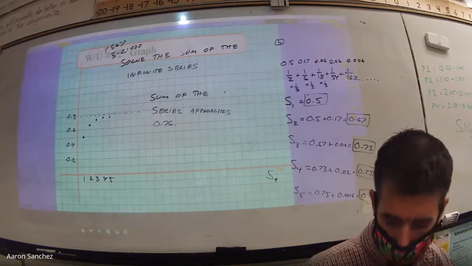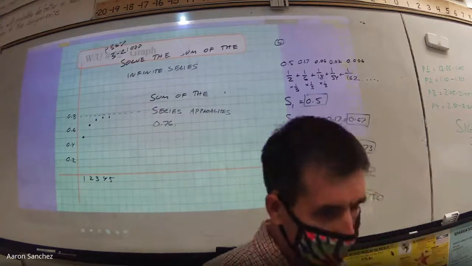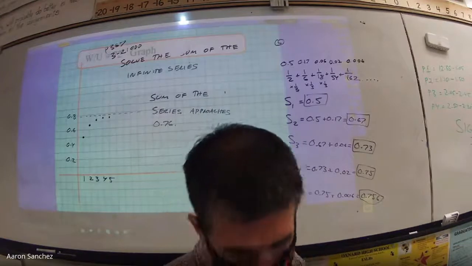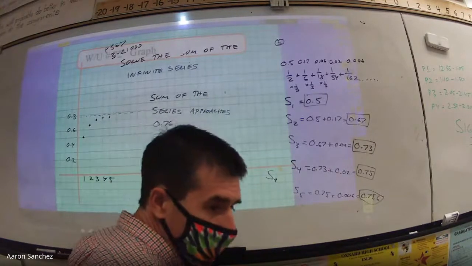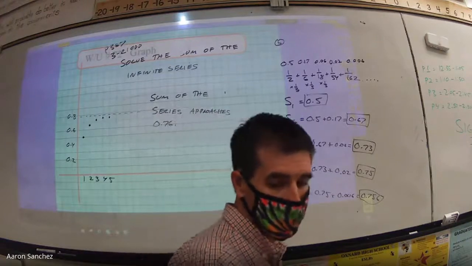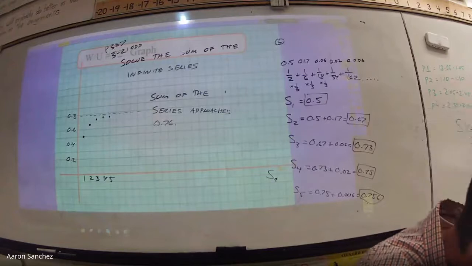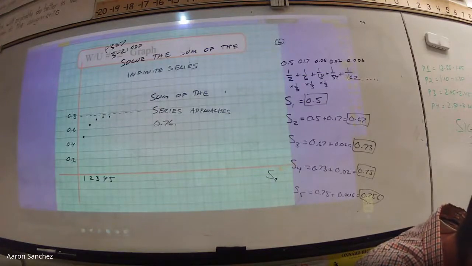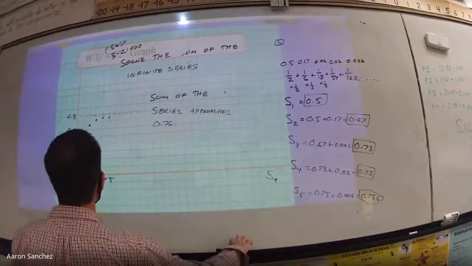I'm going to let you guys do 5 on your own. Now let's look at 7. Okay, let's look at 7. I'm going to erase this in 10 seconds if anyone needs it. 5, 4, 3, 2, 1. Okay.